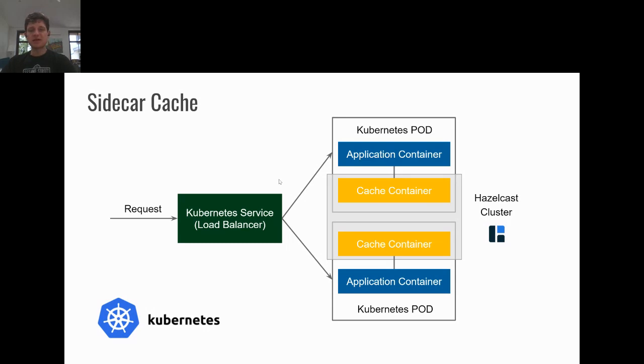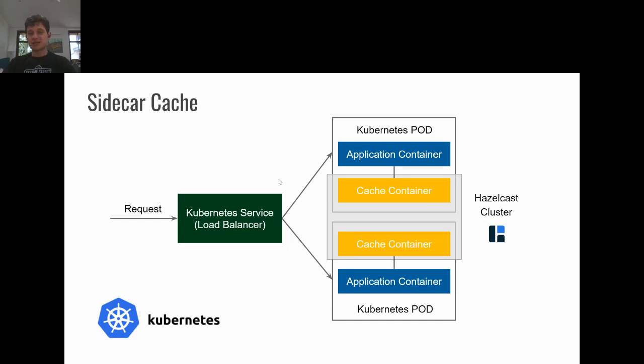So with this in mind, we can see how our cache as a sidecar looks like. There is a request going to our system, goes to the Kubernetes service, which is a load balancer. It forwards the traffic to one of the Kubernetes pods, and inside the Kubernetes pod is the application container that receives the request. Now the application container uses a cache client to connect to the cache server, and this cache server is deployed as a sidecar container inside the same Kubernetes pod.